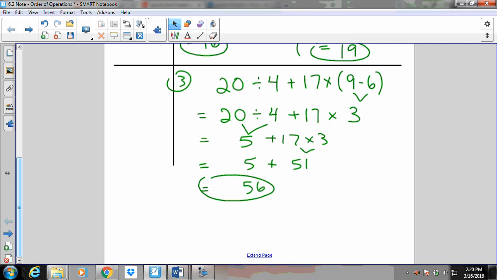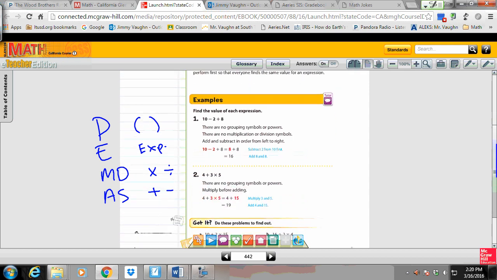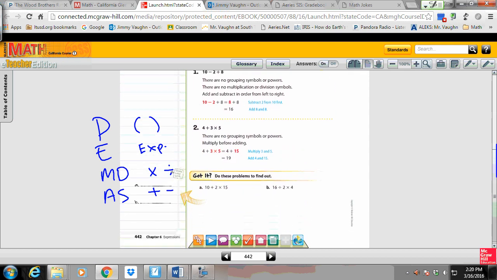So we'll be practicing those in class, but make sure you have those notes ready to go. If you want to do some extra credit practice, on page 444, go ahead and do the got it problems. First I'll tell you the answer to the joke in case you don't want to do the got it problems, in case you're in a hurry.